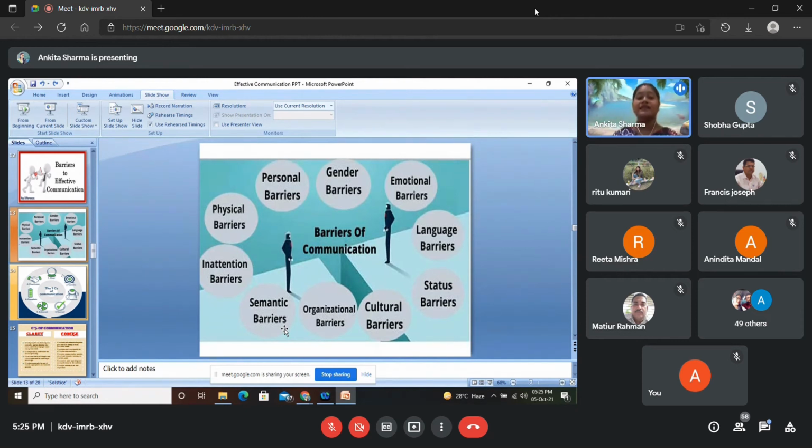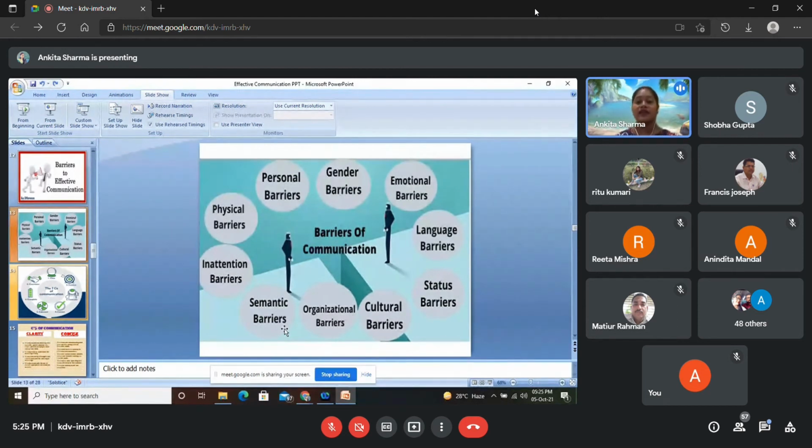Now the next is inattention barriers. Inattention, as you can understand from the word itself. If you do not pay attention, you would not be able to comprehend what I'm saying, and you cannot write yes or no either. Neither of the things you can write. So inattention is one such barrier where the receiver does not listen attentively.